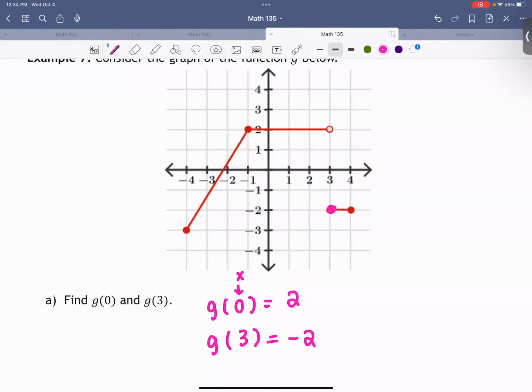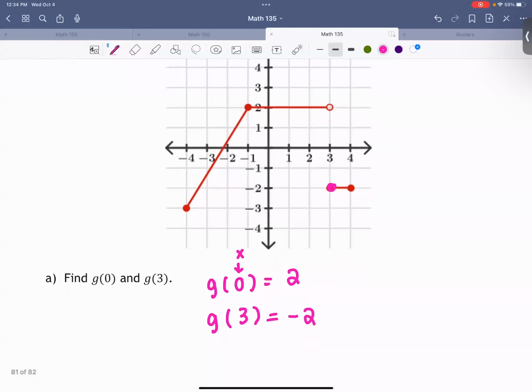But that open dot means something like 2.9999999 is still an answer up there. Perfectly. But once it reaches that 3, it goes down. That's a good point, right? So if I wanted to find what g of 2.9 was, even though the open circle is at 3, you would still look up and see that g of 2.9 was 2, right?